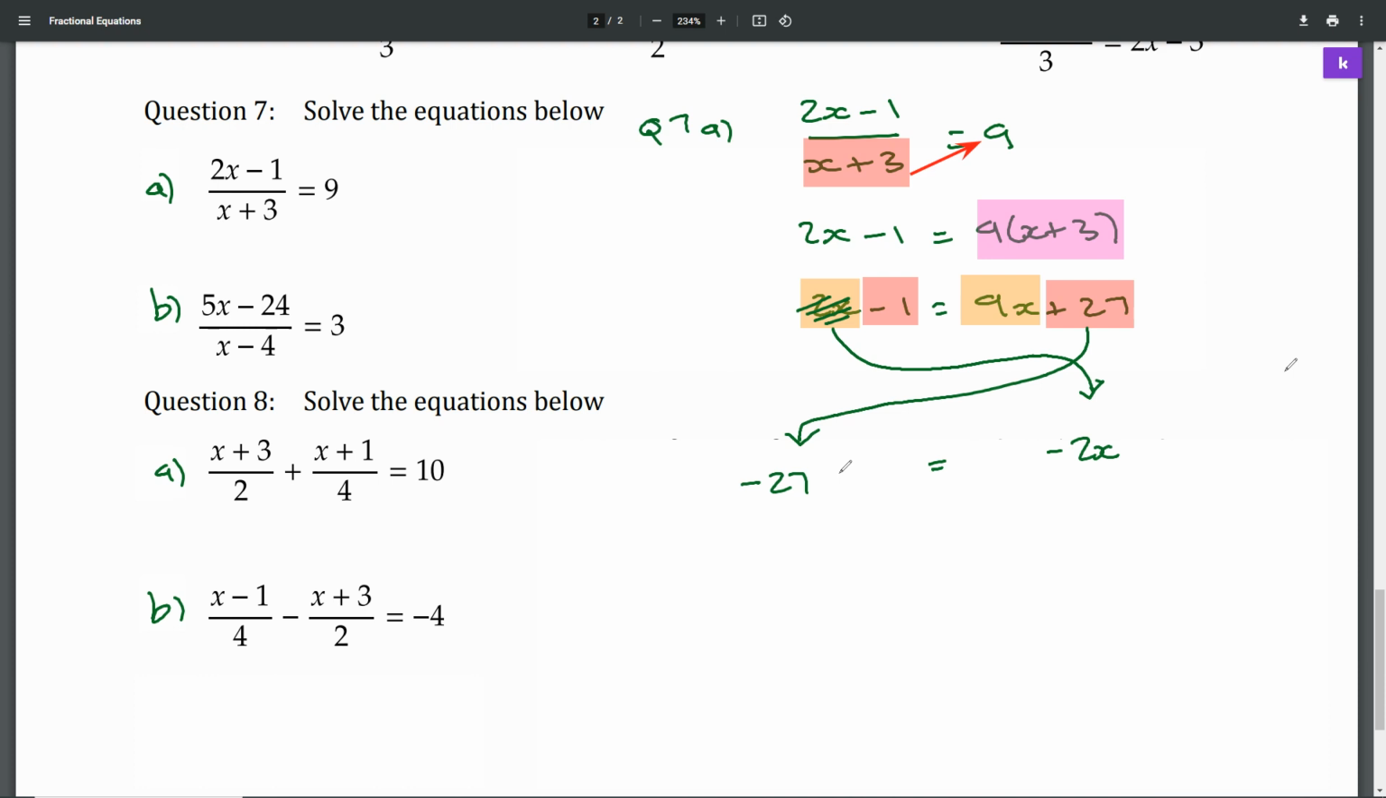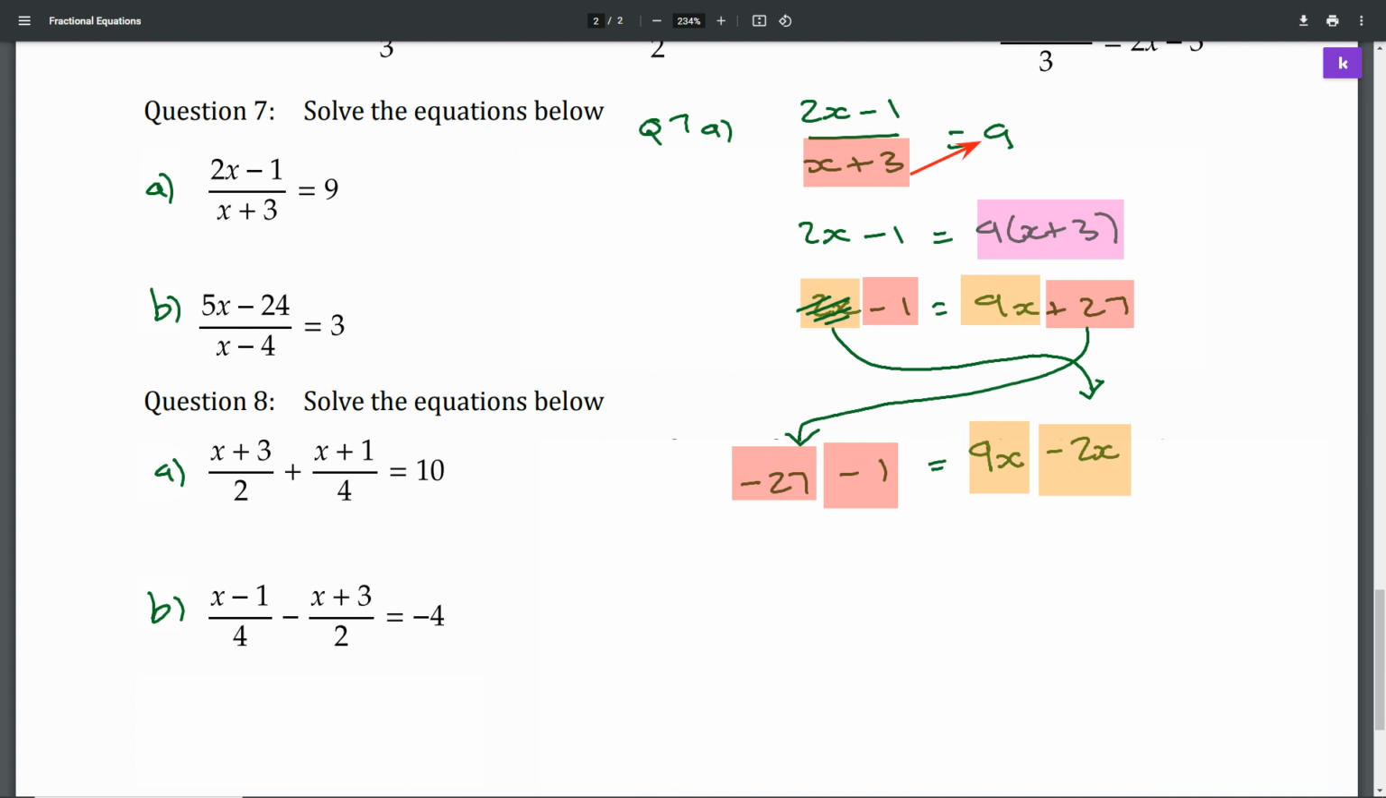All right? So I've got minus 27 now on the left-hand side, and I've got minus 2x on the right-hand side. I have not moved the 9x, so I'm going to just write it there, and I haven't moved the negative 1, so I'm just going to write that there as well. And we can see now they're matching on both sides.